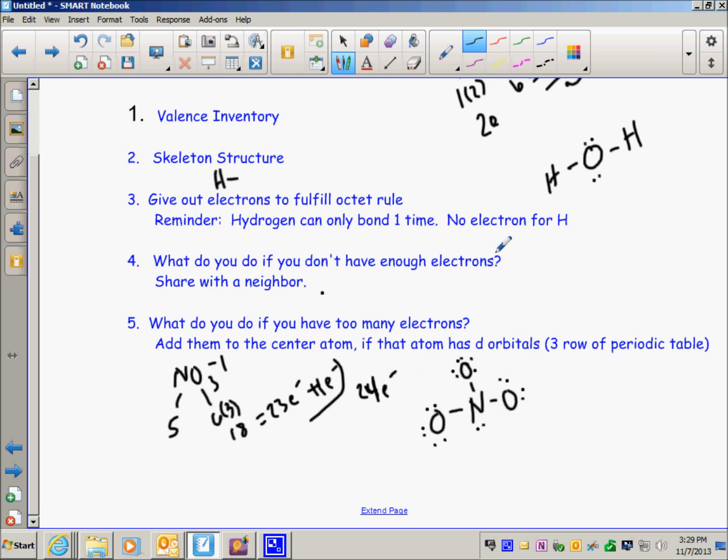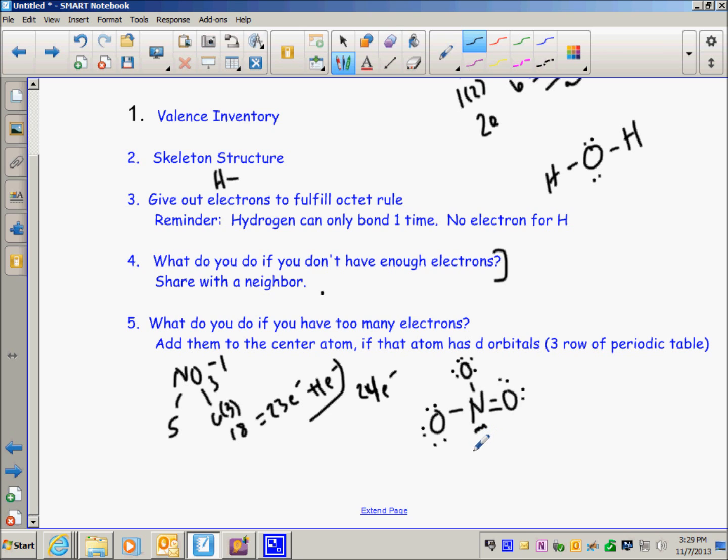Now we're going to do the fourth step. What do I do if I'm short electrons? Well, in this case, I'm going to share with a neighbor. This guy here, take them off of the central and add a double bond right here. If I was short 2 pairs, I would need to share 2. This increases from a single to double. Short 2 pairs would increase from a single to a triple. At this point, I'm basically done with my Lewis diagram.